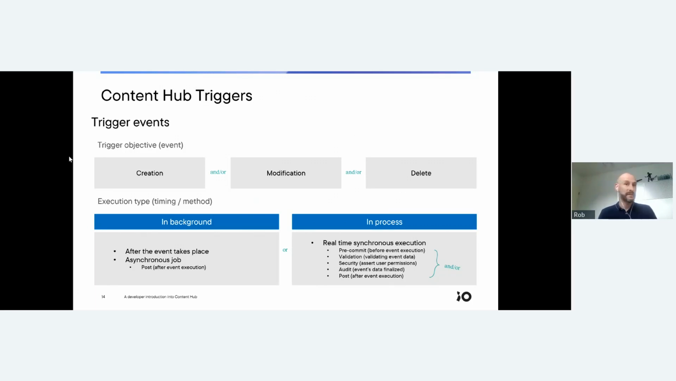That can be in the background, which is asynchronous, and that can be in process, which means that you hook into a specific point in time of the event taking place, which you can see is either pre-commit or on the audit of finalizing the data, or even post, which is basically almost the same as asynchronous. But the benefit of in background or asynchronous is that it doesn't lock your UI. So basically, in background is your default one.